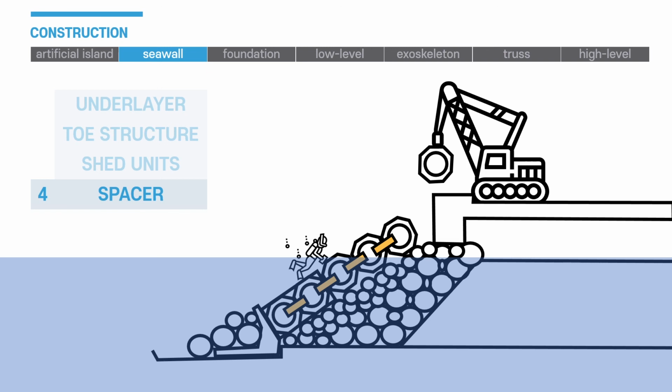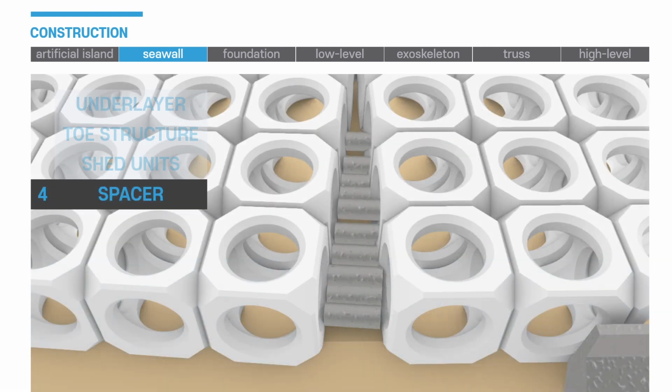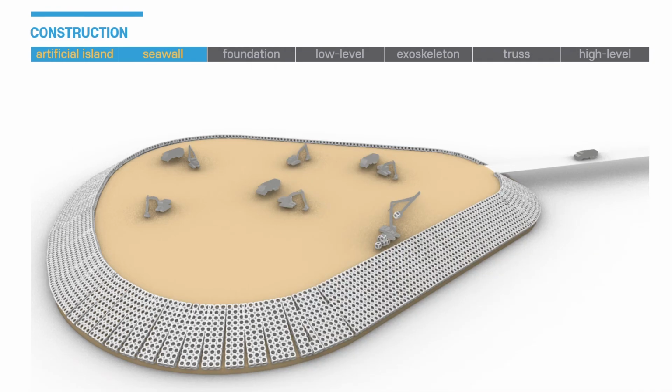The artificial island has curved section. Therefore, in these curved places, concrete spacers were used to fill the gaps between the units. The units work by friction between each other. Therefore, concrete spacers are required. This is how shed units were constructed around the whole artificial island.